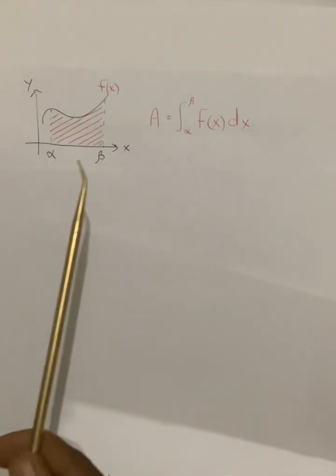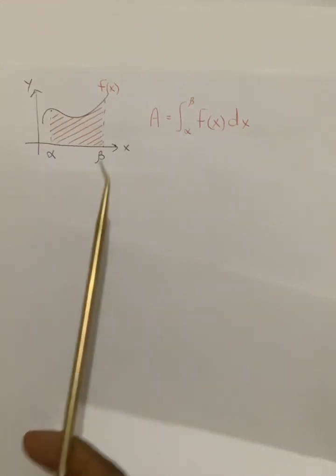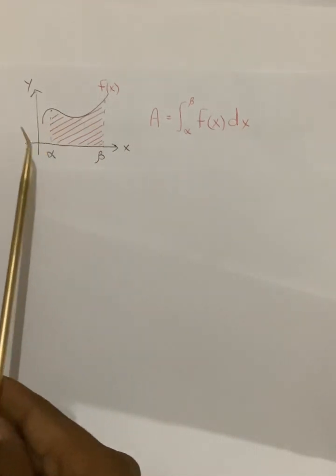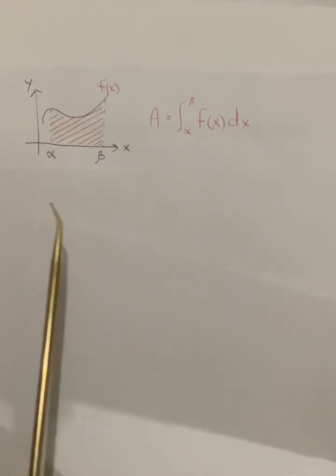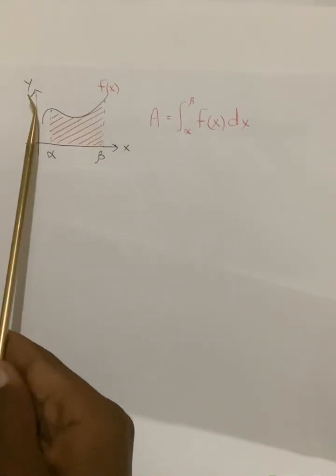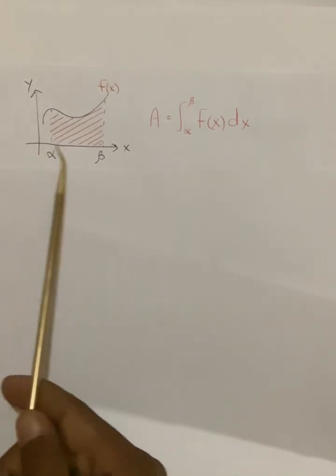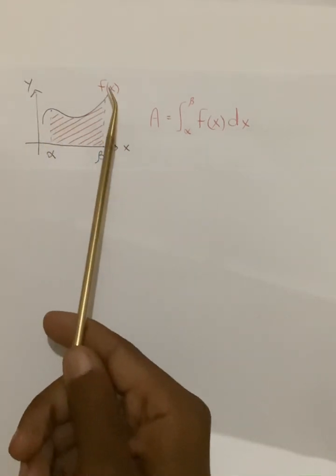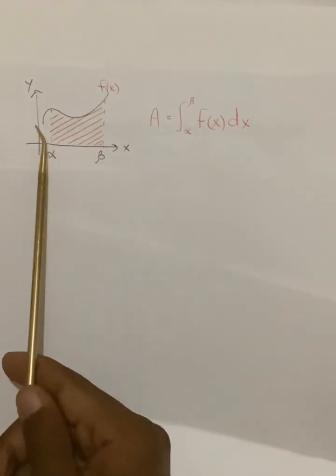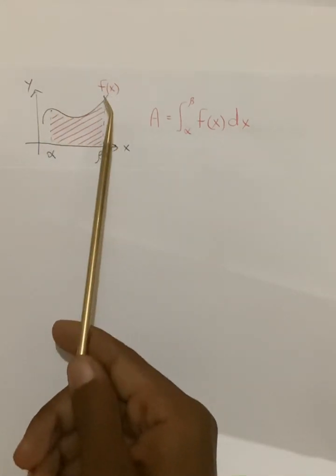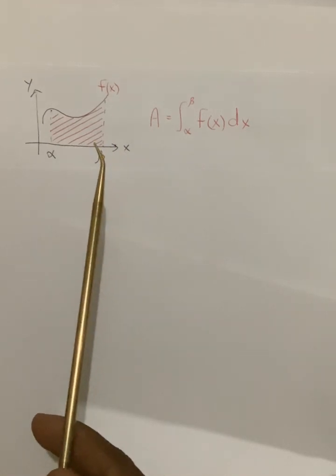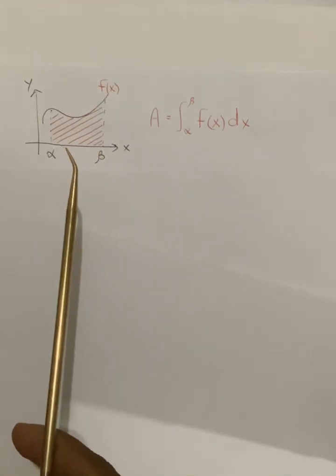What we have over here is a function. You can call it a graph or a function, it's the same thing. Over here you have your y-axis, over here your x-axis, and over there your function. Your function is called f of x. We need to give this thing a name, and its name is f of x.